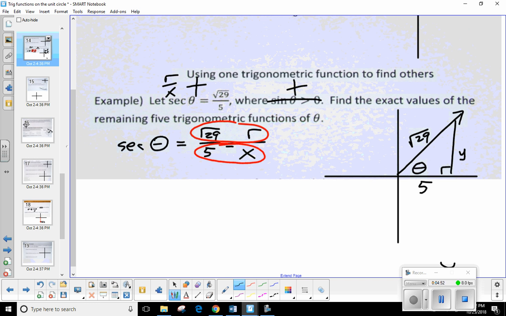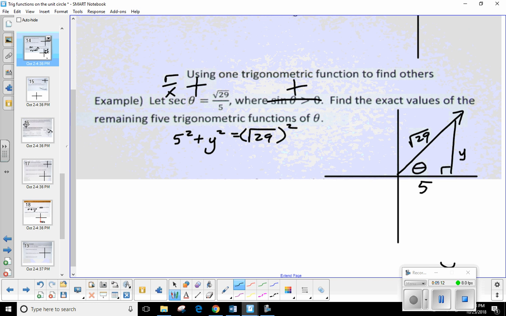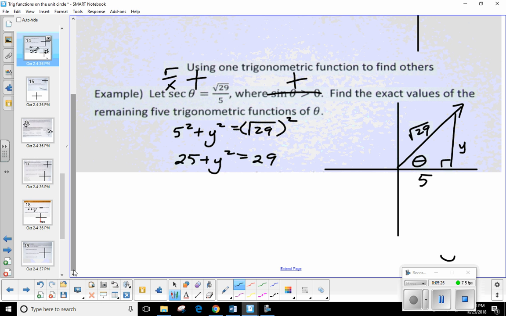Well, now, how am I going to figure out that remaining side y? Yeah, the Pythagorean theorem. So let's do this. A squared plus b squared equals c squared. So we always want to set it equal to the hypotenuse squared. So I'm going to say 5 squared plus y squared is equal to the square root of 29 squared. And that's just going to be 29. That's right, because the square and the square root cancel. So 25 plus y squared is equal to 29. Now what do we do? Okay, minus the 25.